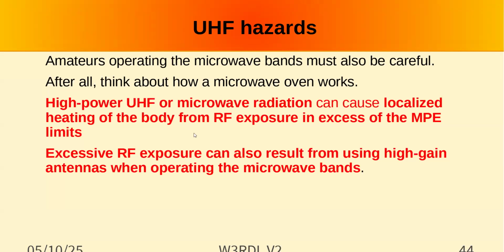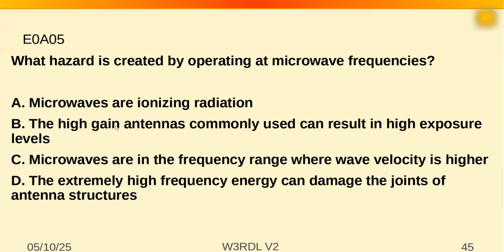And of course, at UHF and microwave, you can get much higher gains because of the relative size of the antenna versus the wavelength. So it can be more of a problem. Actually, when we did the radar, it was more of the Fortran program. It was the optics of the antenna, because of the dish. That's how you calculate. You put all the numbers in, like we said, and it spits out how far you're going to be. What hazard is created by operating at microwave frequencies?